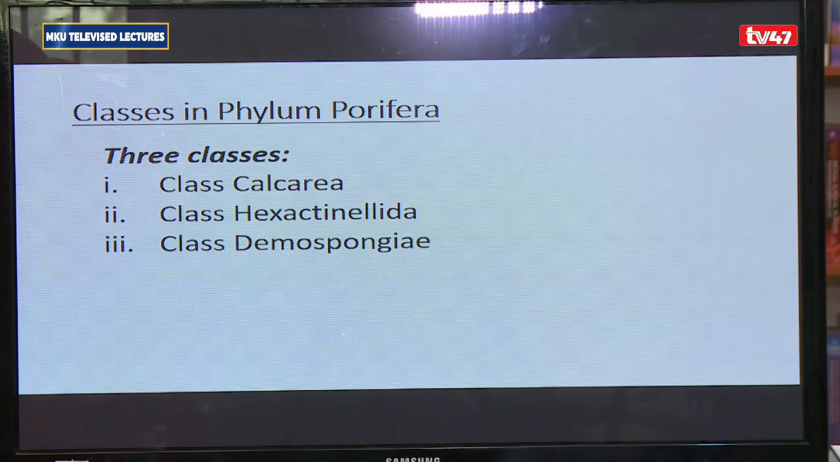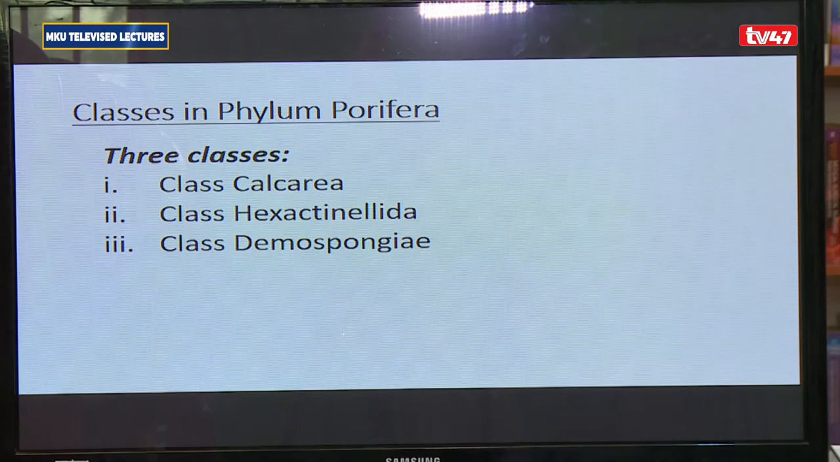Then we have class Hexactinellida. Hexactinellida comprises sponges with a skeleton made up of silica. It comprises silica spicules. Now, silica is normally a component in the making of glass. For that reason, you'll find class Hexactinellida also being referred to as the glass sponges. For them, the spicules are made up of six rays, and they are intertwined with one another. For that reason, they have a very strong skeleton.